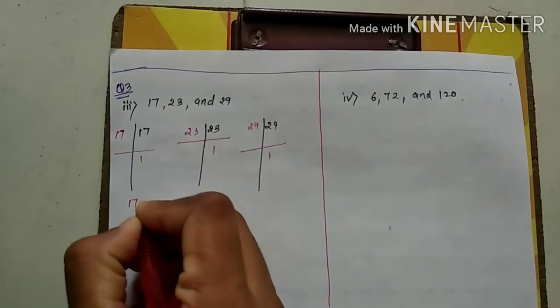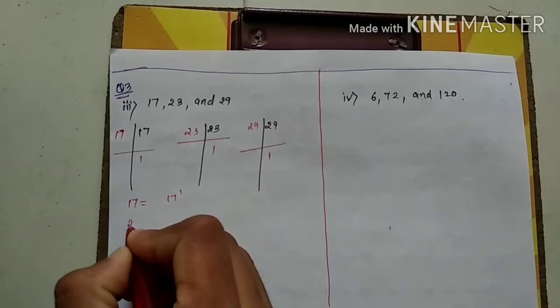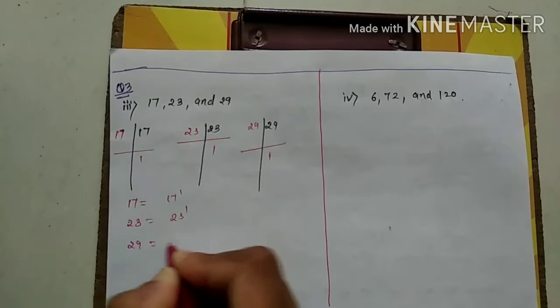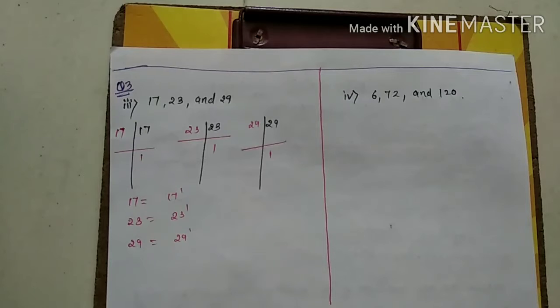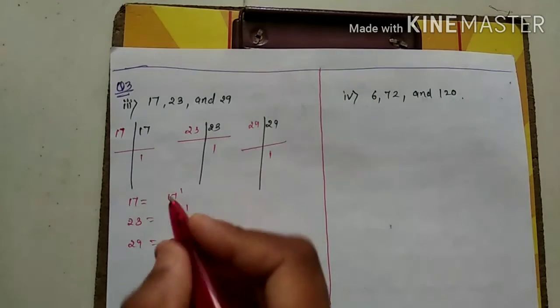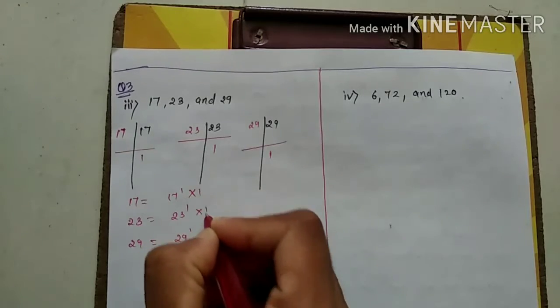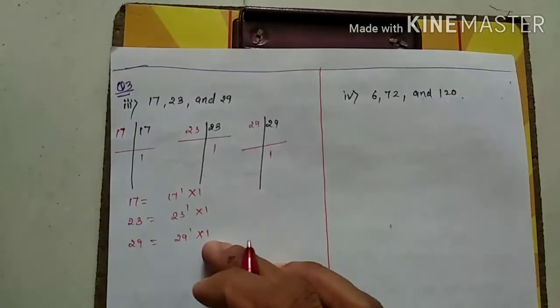Now your factors. See here, 17 is 17 ones, correct. 23 is 23 ones, and 29 is 29 ones, correct. It will come the same way because there is no common factor. Now just check, it is multiplying with 1. Correct or not? So everywhere 1 is common.